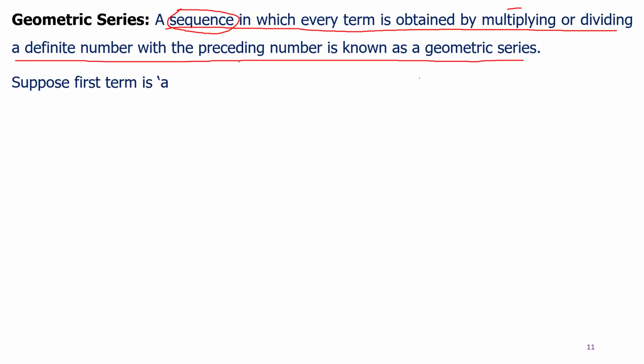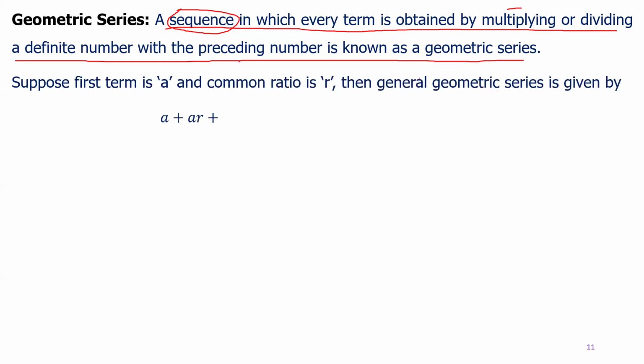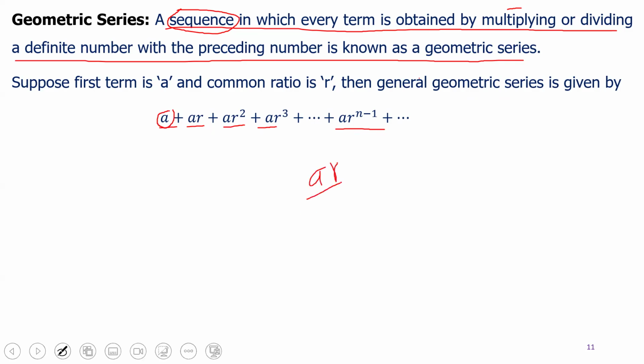Suppose the first term is A and the common ratio is R, then the general geometric series is given by A plus AR square plus AR cube up to AR to the power n minus 1. Here A is called the first term, and if we divide AR square by AR, or AR cube by AR square, we will get R. This R is called the common ratio.